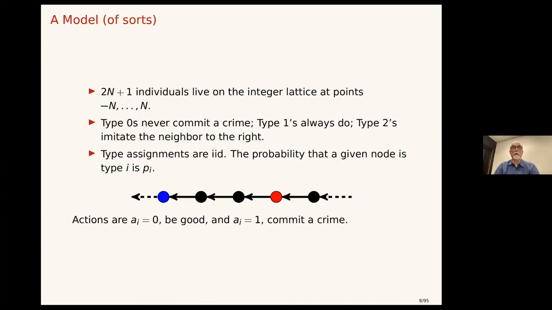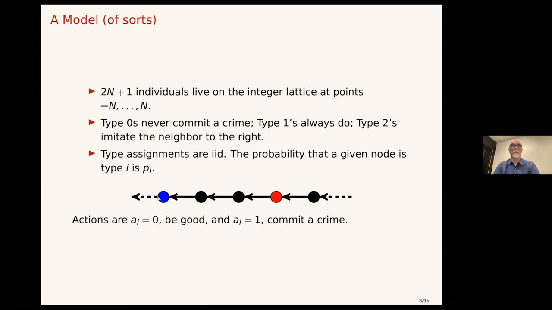What about this person here? Well, this person is also a type two. He is influenced by the person on his right, and that person is a crime committer. So this person is going to commit a crime as well. Now we move one step to the left, and now we find a saint. So she's not going to commit a crime because she's a saint.